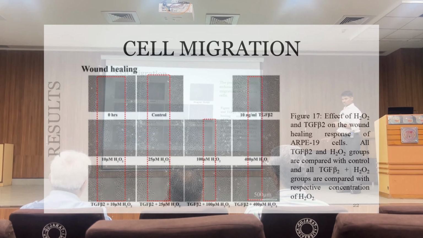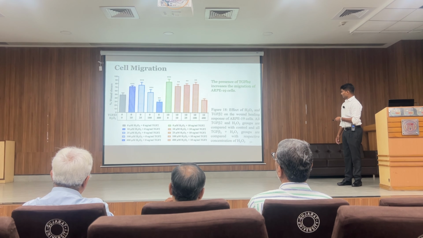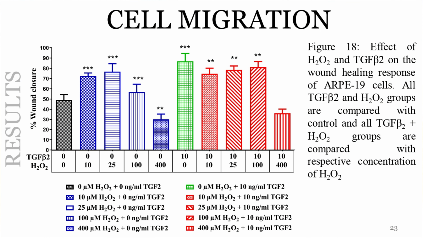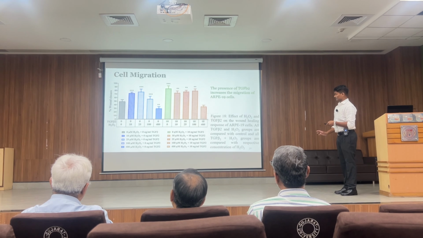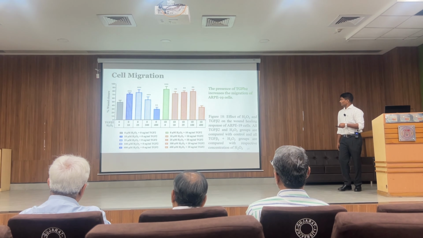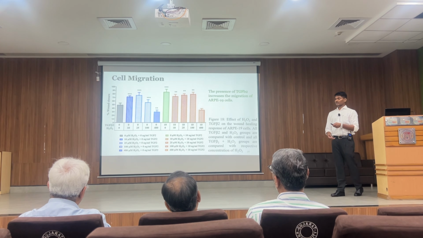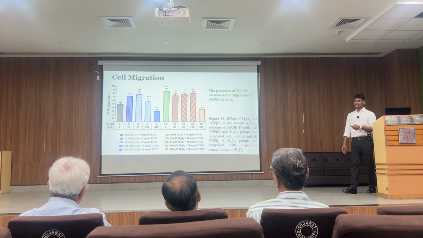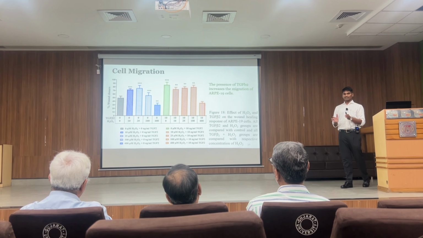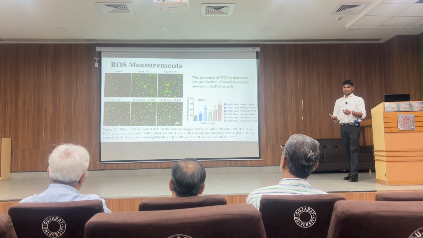This picture shows representative images of the cell migration assay. From these cell migration pictures we have prepared a graph, and that graph explains that when the combination of TGF beta 2 and hydrogen peroxide is given, cell migration of the ARPE-19 cells increases. It means that EMT of the retinal pigment epithelial cell line ARPE-19 occurs, and that all occurs due to the oxidative stress condition.